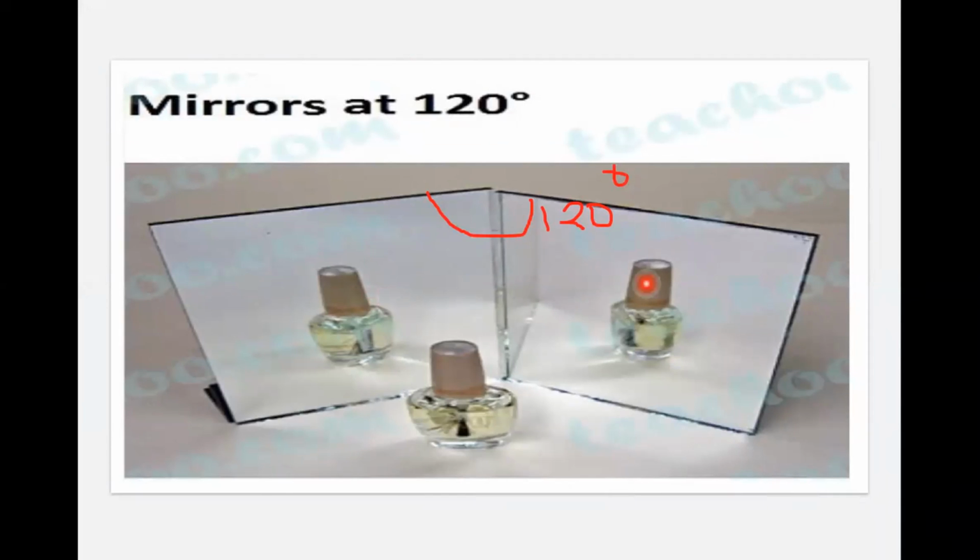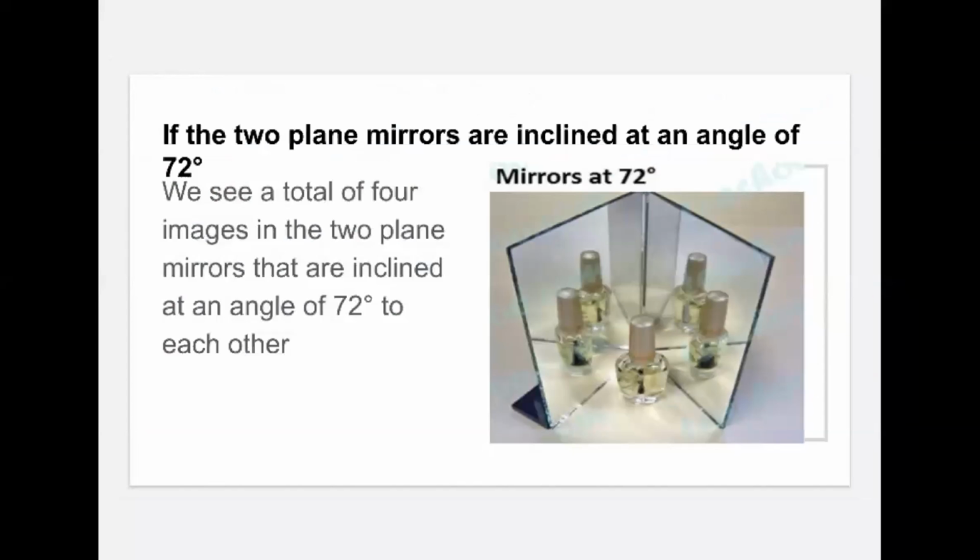This is the first image. This is the second image. Now, if the two plane mirrors are inclined at an angle of 72 degrees, what would happen? Let us see. So this is the angle at which the two mirrors are inclined, and it is 72 degrees. We see a total of 4 images in the two plane mirrors inclined at an angle of 72 degrees with respect to each other. 4 images means the first image, second image, third image, and fourth image.